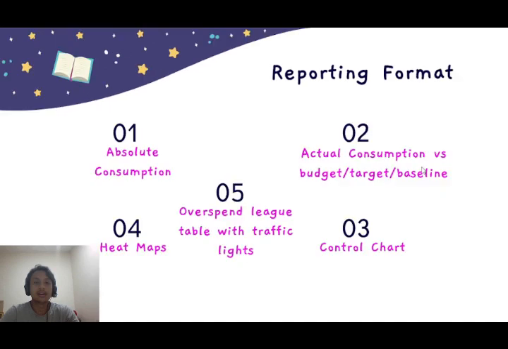Then we go to reporting format. Reporting format has 5 parts of reporting. First, we have absolute consumption. Second, we have actual consumption versus budget, target, or baseline. Number 3 is a control chart. Then we have heat maps. Then the last one is overspend league table with traffic light.